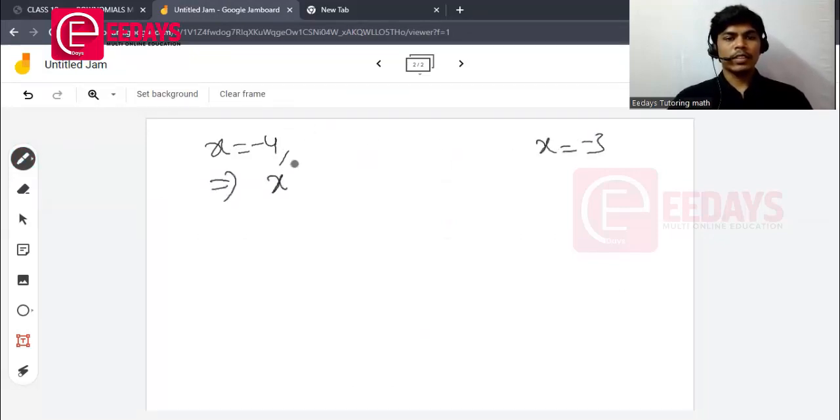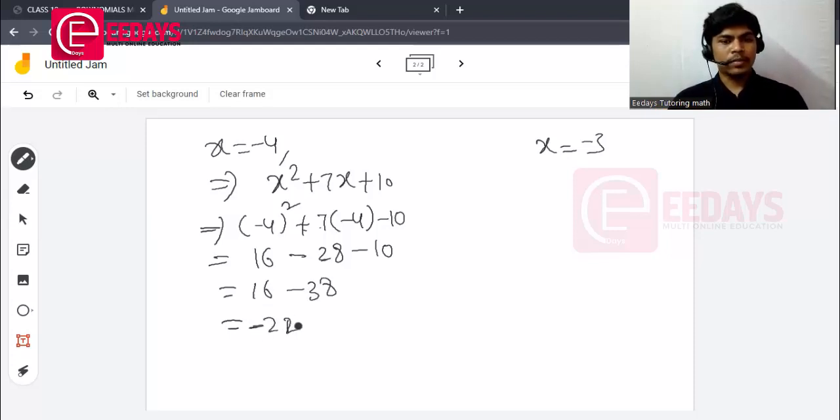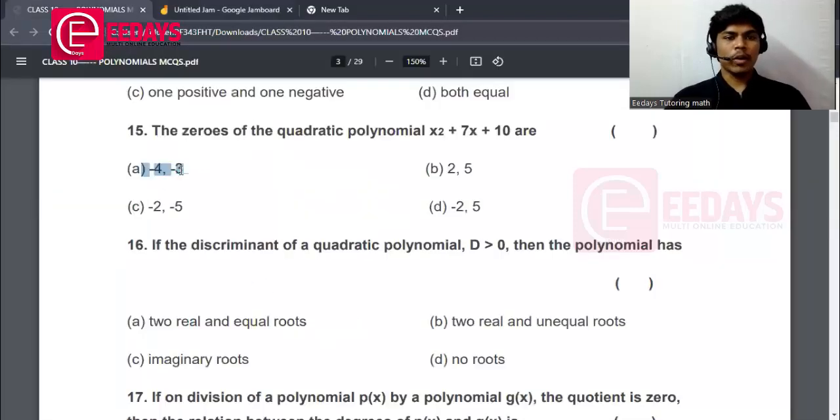Let's substitute over there. What is the equation? x square plus 7x plus 10. In the place of x, we substitute -4. (-4) whole square is nothing but 16, plus 7 fours are 28 minus, then plus 10. So 16 minus 28 plus 10, we are getting -2. It is not equal to 0. That's why this is eliminated. I'm taking -4, -3. That's why option A is eliminated.